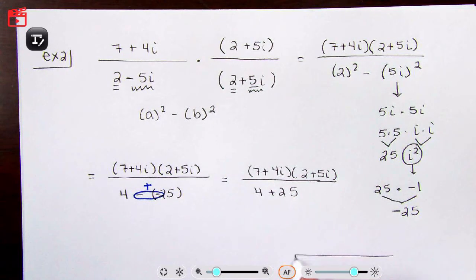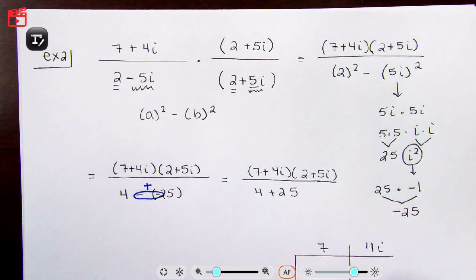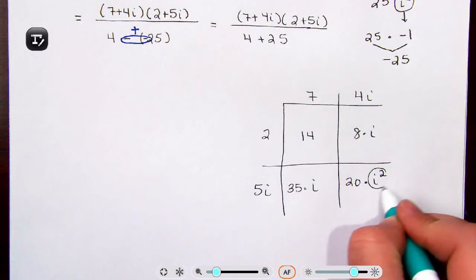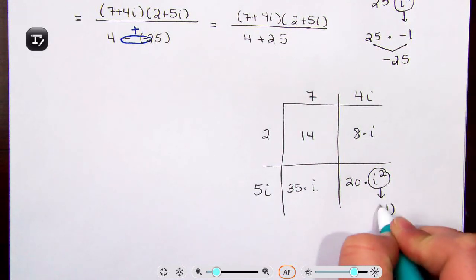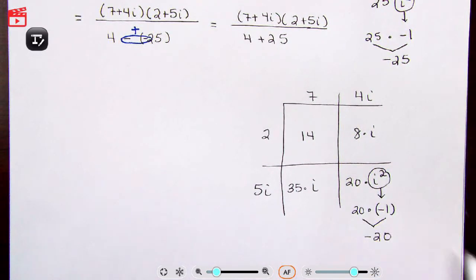I'm going to off to the side create a box method. So I have 7 and 4i. I have 2 and 5i. All of these are positives. 7 times 2 is 14. 2 times 4 is 8, then I have an i. 7 times 5 is 35, then I have an i. And I have 5 times 4, which is 20, i times i, which is i squared. Shift that up so you guys can see better. We know that i squared is negative 1 in a bubble. So that means 20 times negative 1 is negative 20.